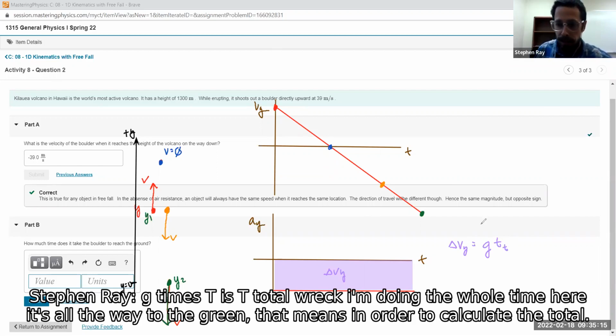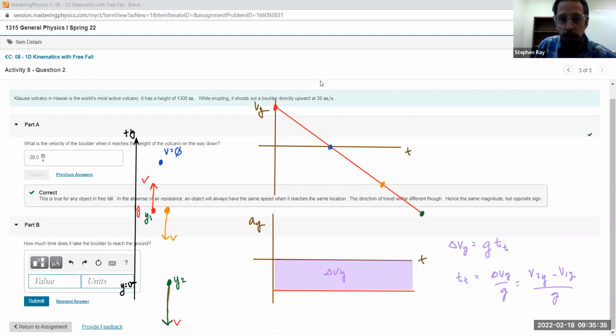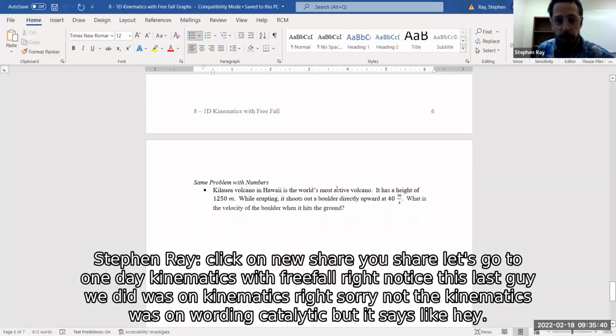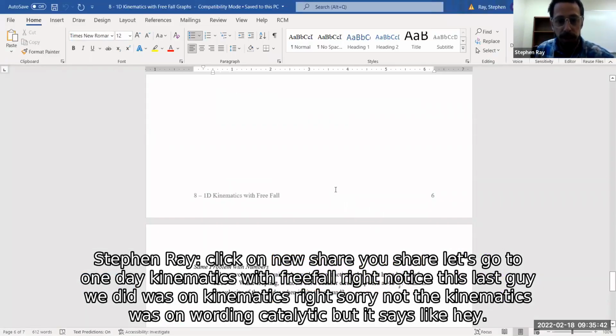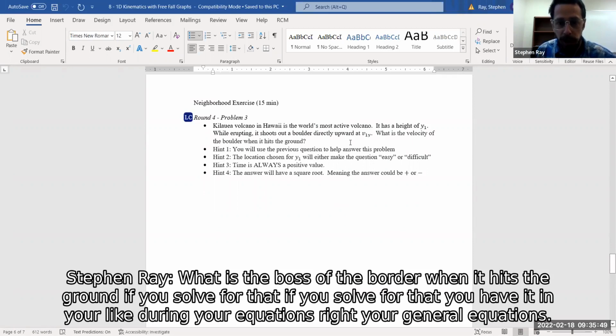And that means in order to calculate T total, I need to take delta Vy and divide it by G. This is V2y minus V1y divided by G. I know the value of G, I know the value of V1y, but I don't know the value of V2y. Here's where, if you have your notes, let's go to 1D kinematics with free fall, right? Notice this last one we did, it was on Learning Catalytics, and it asks, what is the velocity of the boulder when it hits the ground?